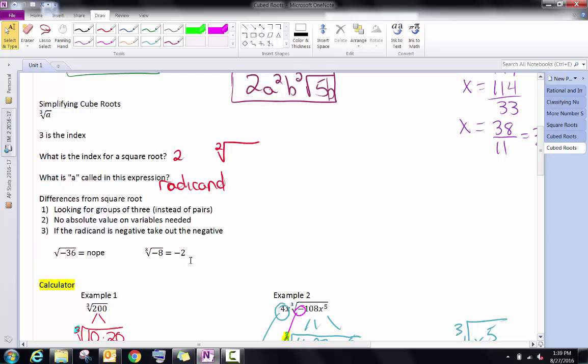It's negative 2, because negative 2 times negative 2 times negative 2 is a negative 8. Negative times a negative is a positive, times another negative is negative. So we can do that.